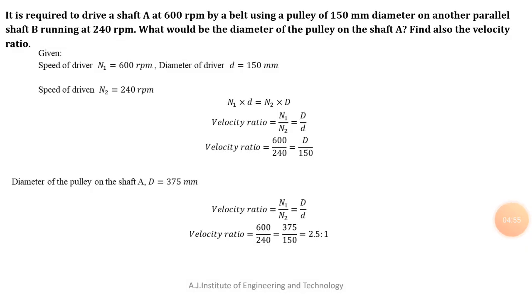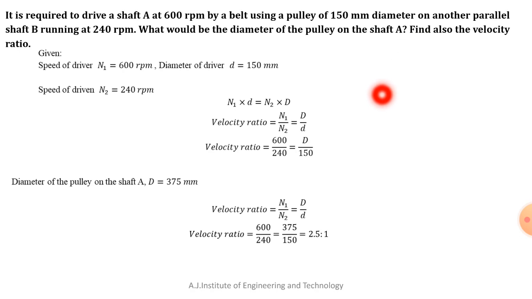Next problem, it is required to drive a shaft A at 600 rpm by a belt using pulley of 150 diameter on another parallel shaft B running at 240 rpm. What would be the diameter of the pulley on the shaft A? Find also the velocity ratio.